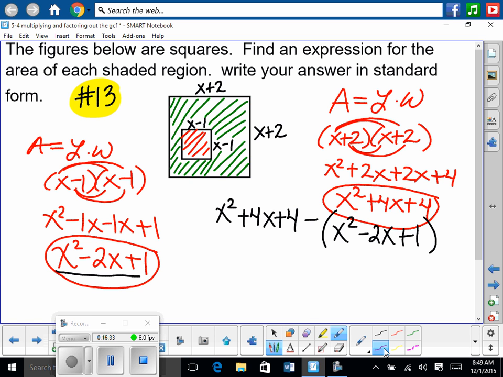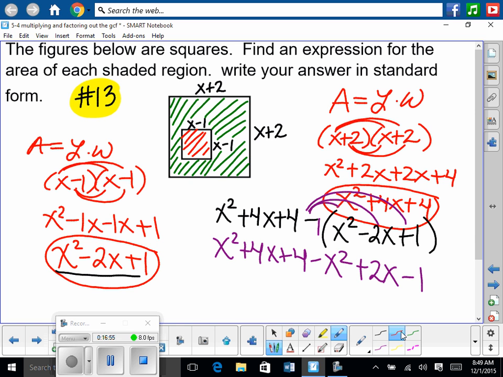Okay, let's do it. We know that's like having a negative 1 right there. So let's distribute it through. That's negative x squared. Negative 1 times negative 2x is positive 2x. Negative 1 times positive 1, negative 1, right? And then we combine like terms. So we just still have x squared plus 4x plus 4. And we combine like terms here. So x squared minus x squared is gone. 4x plus 2x is 6x. Positive 4 minus 1 is plus 3. And we're done.